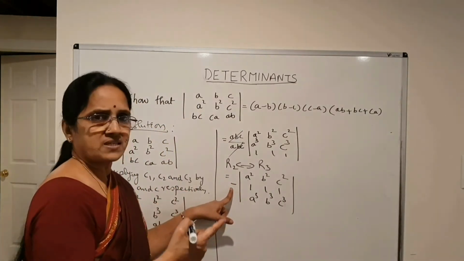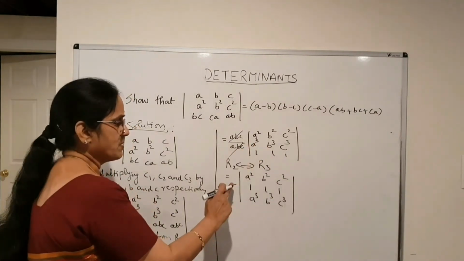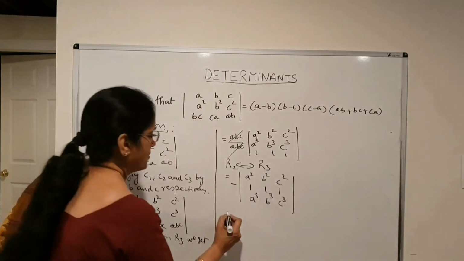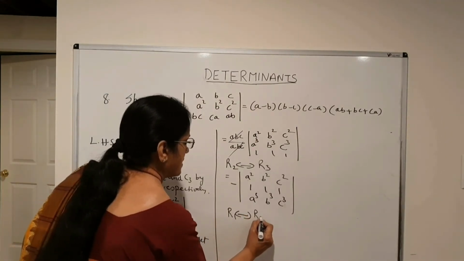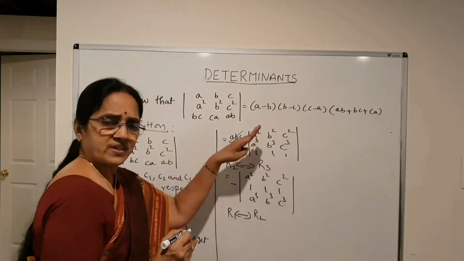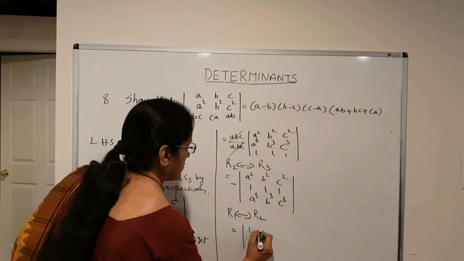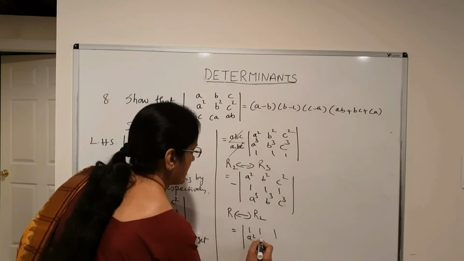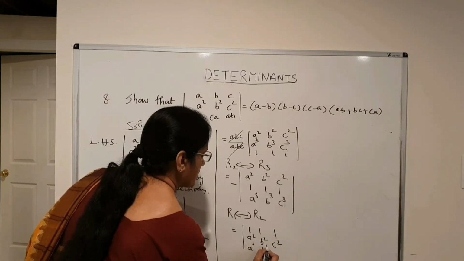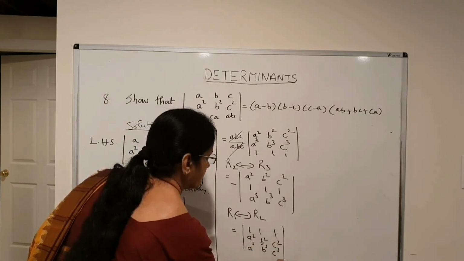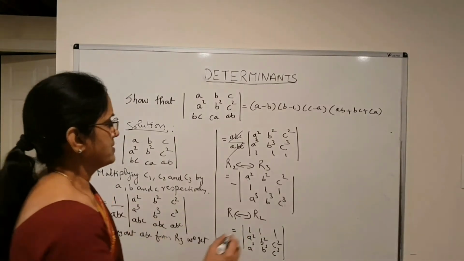That's one of the properties of the determinants. I am going to make one more shift. Then it will become positive. So, R1 and R2 I am going to interchange. So, I am going to get the determinant as 1, 1, 1, A square, B square, C square, A cube, B cube, C cube. Now, this is what I am getting. Let me proceed.